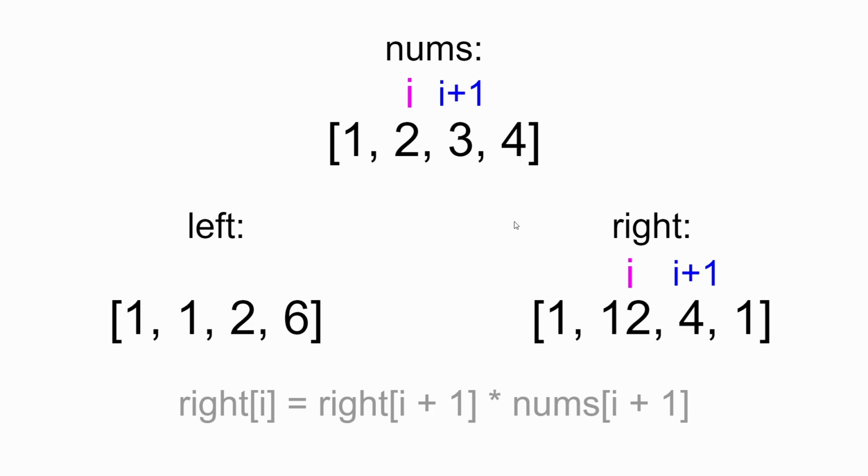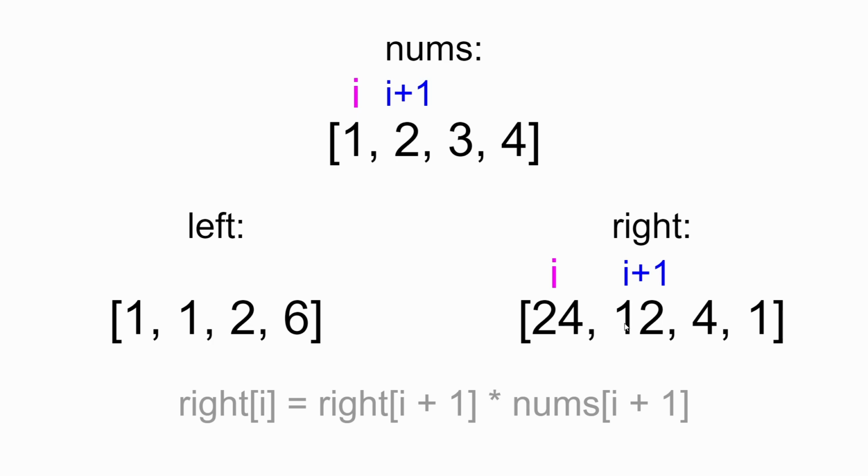One more decrement of I. And here we are. Now let's do right at index I equals right at I plus 1, which is 12, times nums at I plus 1, which is 2. 2 times 12 is 24, therefore we can update it to 24. Okay, so you can see how, because we're finding the product of these elements, we can basically capture the product of everything to the right and everything to the left pretty easily.